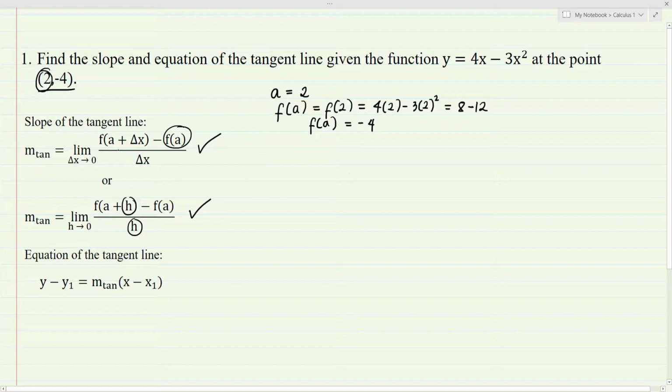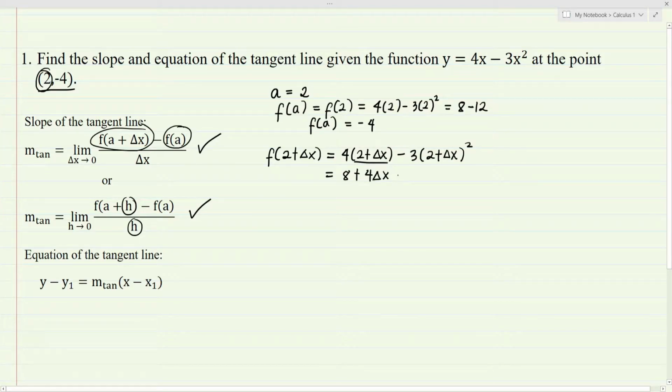Next is we will have to solve for the f of a plus delta x, wherein a is equal to 2. So I would have here f of 2 plus delta x. Again, to solve for this one, replace the variable x with 2 plus delta x. So I will have here 4 times 2 plus delta x minus 3 times 2 plus delta x squared. We would have to simplify these terms here. I can distribute 4 to this binomial. I would have here 8 plus 4 delta x.